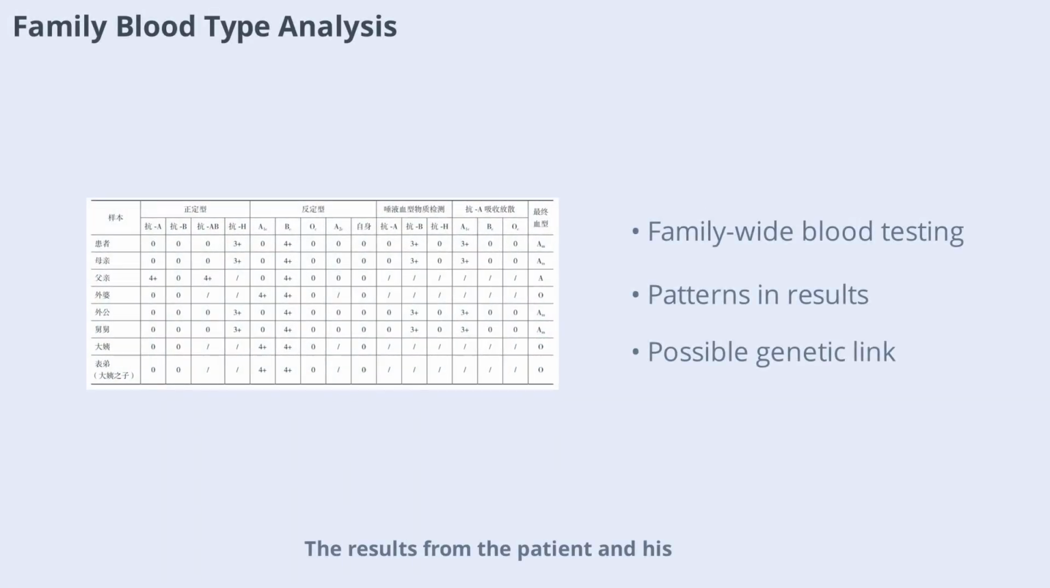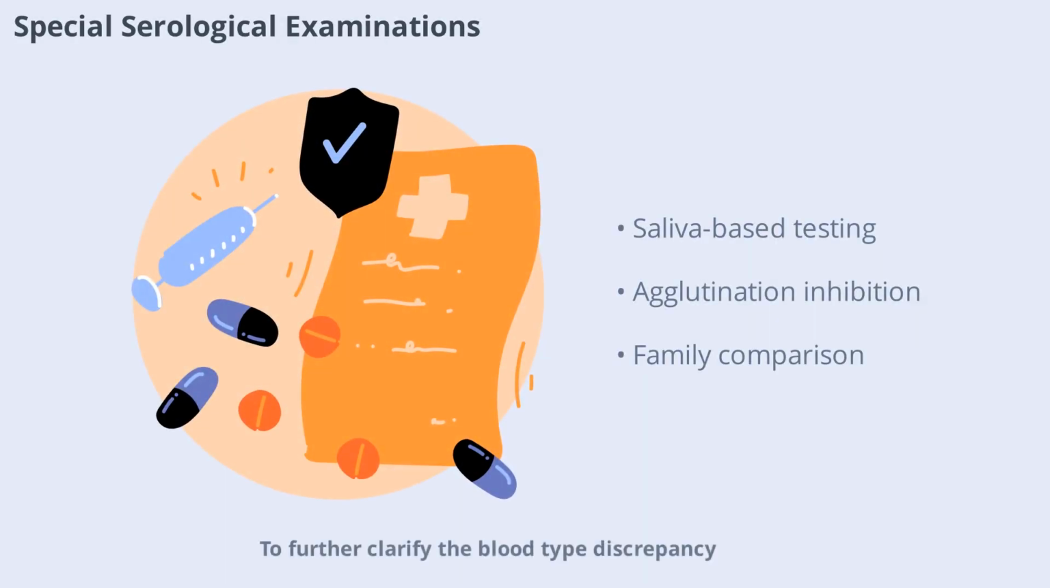Results from the patient and his 7 close relatives were compiled and analyzed. This family-wide testing provided valuable insights, as patterns began to emerge that hinted at a possible genetic component. The data, summarized in a detailed table, showed that several family members also exhibited unusual blood type results. This finding suggested that the anomaly might not be isolated to the patient alone, but could be part of a broader familial trait.